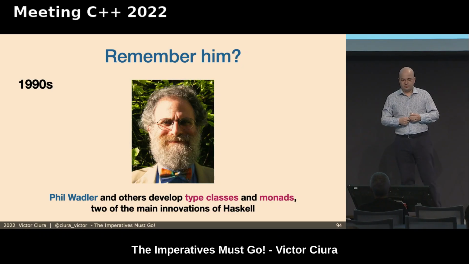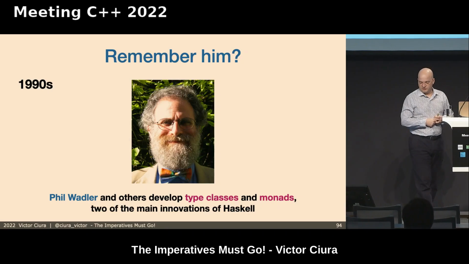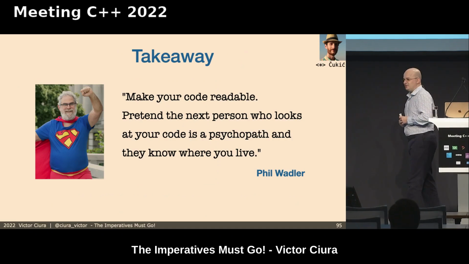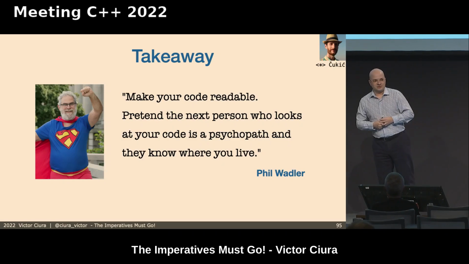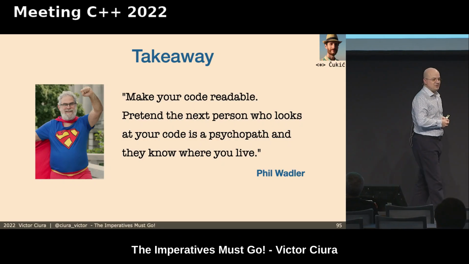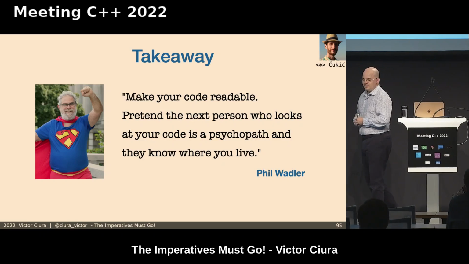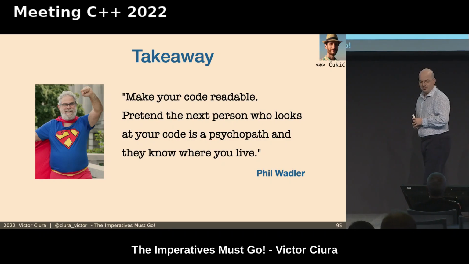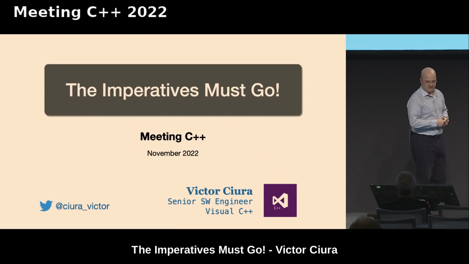So I would close off by reminding you of Phil Wadler. We've seen him at the very beginning. And I'm going to draw inspiration here from Ivan again. This is how Ivan likes to close his talks, and channeling functional programming in C++, I have to close the same way. So listen to Phil Wadler, make your code readable, and pretend the next person who looks at your code is a psychopath, and they know where you live. So program so that you don't have any surprises.